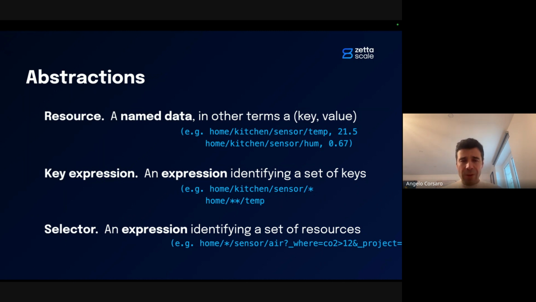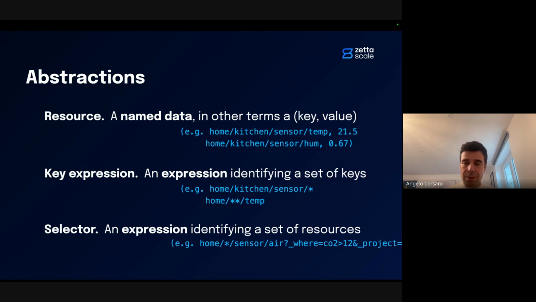So we have then key expressions. A key expression is nothing but a way of identifying a set of keys, representing a set of resources. So home/kitchen/sensor/* will be all the sensors in my kitchen, and home/**/temp will be all the temperature sensors in my home. And then we have selectors. A selector is composed of a key expression, and then you have a question mark and a series of parameters, okay? And these parameters can include where clauses, projections, and so on and so forth.